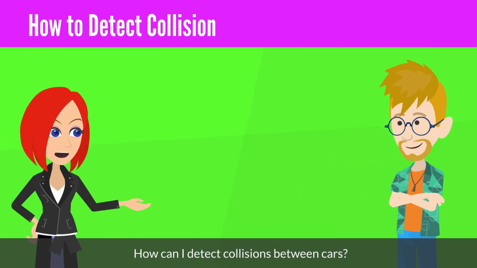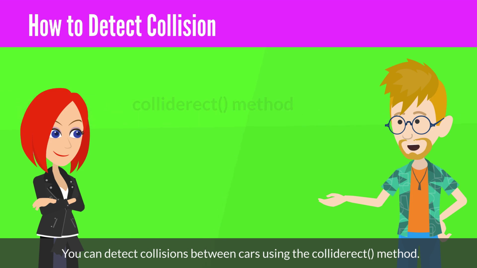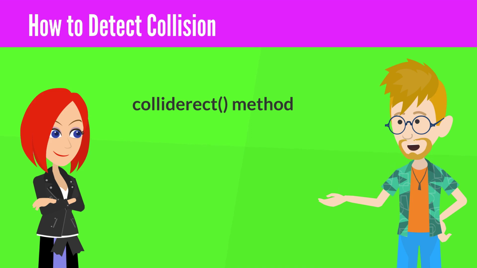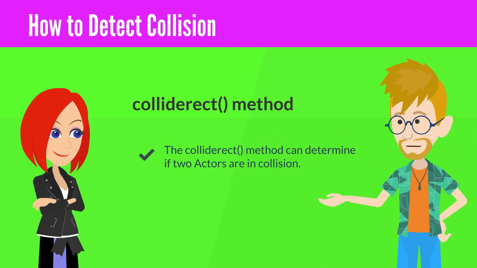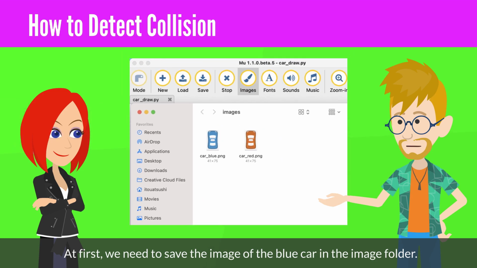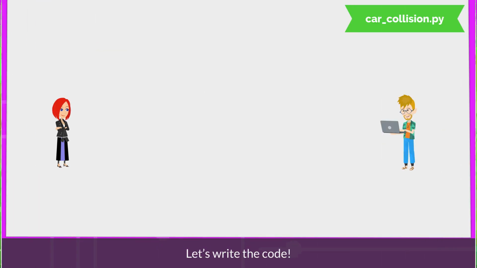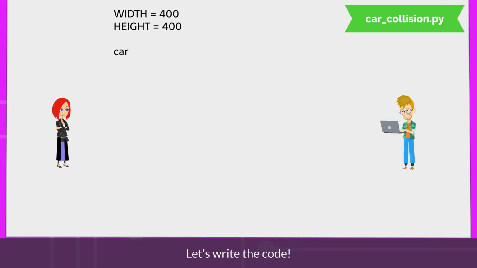How can I detect collisions between cars? You can detect collision between cars using the collide direct method. The collide direct method can determine if two actors are in collision. At first, we need to save the image of the blue car in the image folder. Let's write the code.